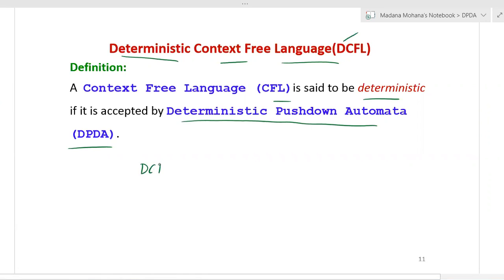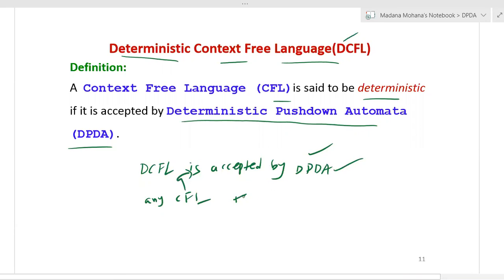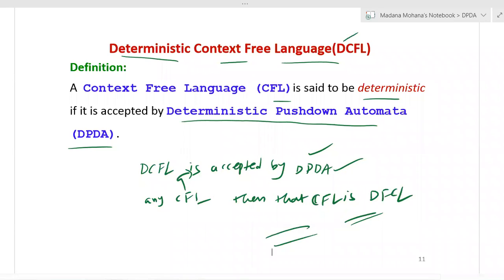So DCFL is accepted by deterministic pushdown automata. Means any CFL accepted by a DPDA, then the CFL is a deterministic context-free language. That is the condition. Suppose a context-free language is not accepted by a deterministic pushdown automaton.